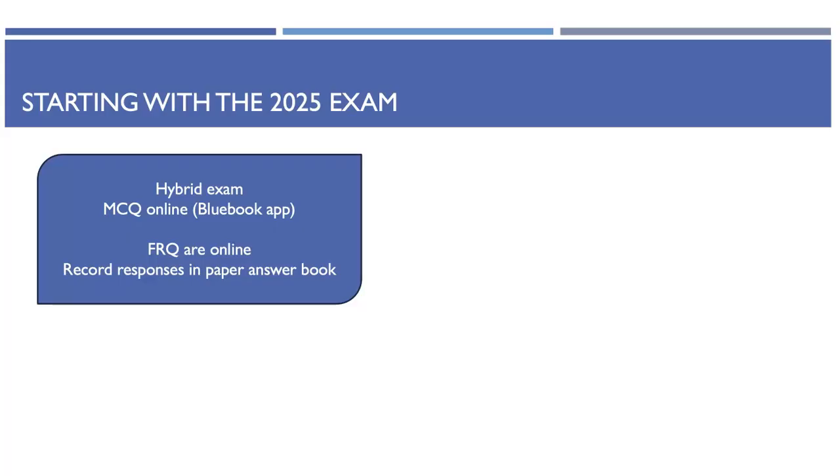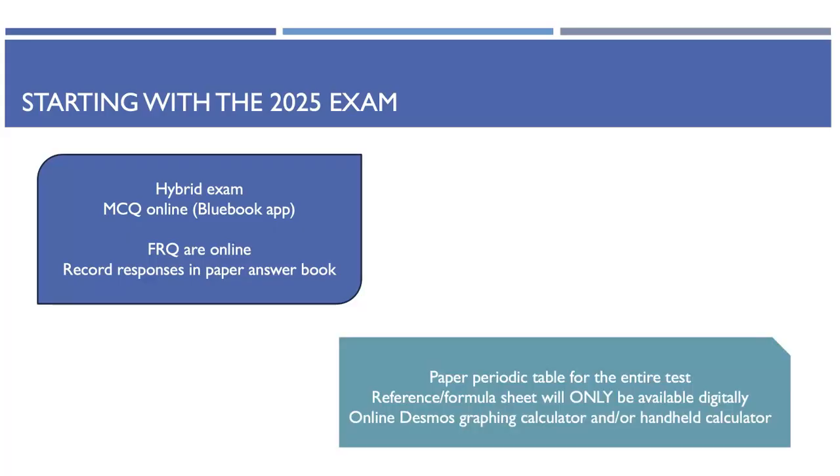And if there are any images or diagrams or charts that you need to work with, they'll be included in that answer book. Other things you should keep in mind: you will have a paper periodic table for the entire test, but the reference sheet, we love our reference sheet, but that's only going to be available digitally. You'll have to pull it down in the Blue Book app, and it is tabbed by topic. You'll also have access to the Desmos graphing calculator embedded into the Blue Book app. You'll also have use of your own approved handheld calculator, whichever makes more sense for you.